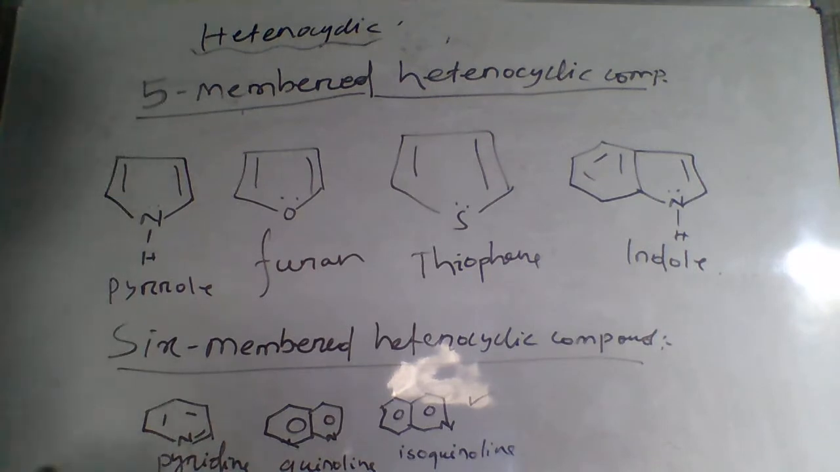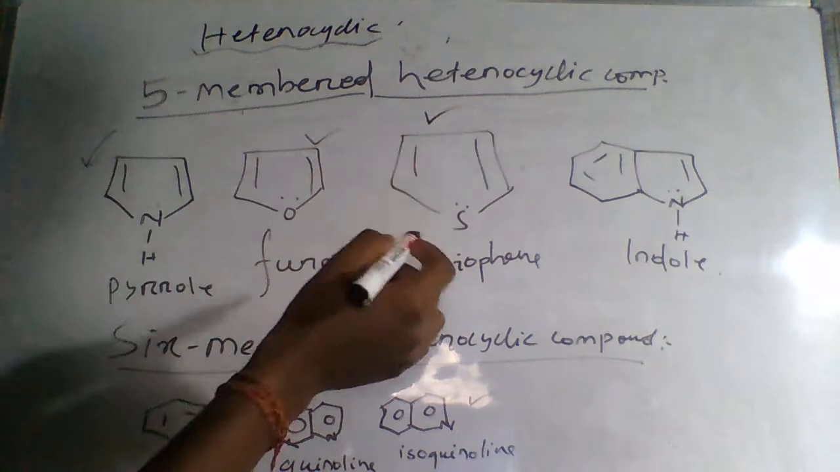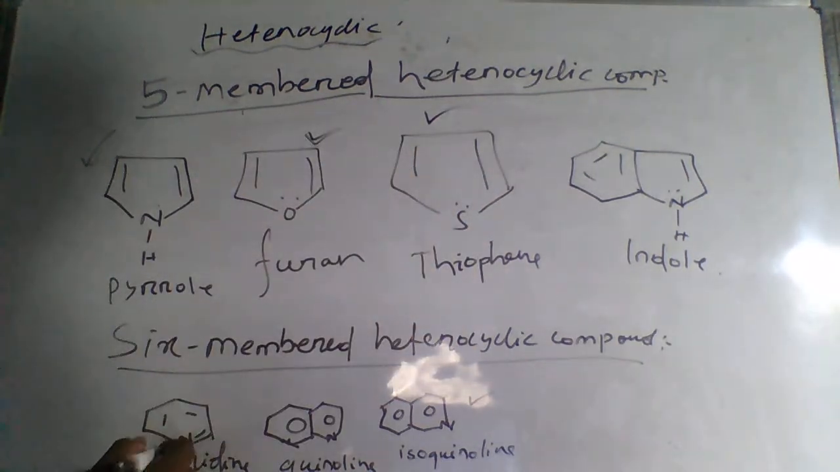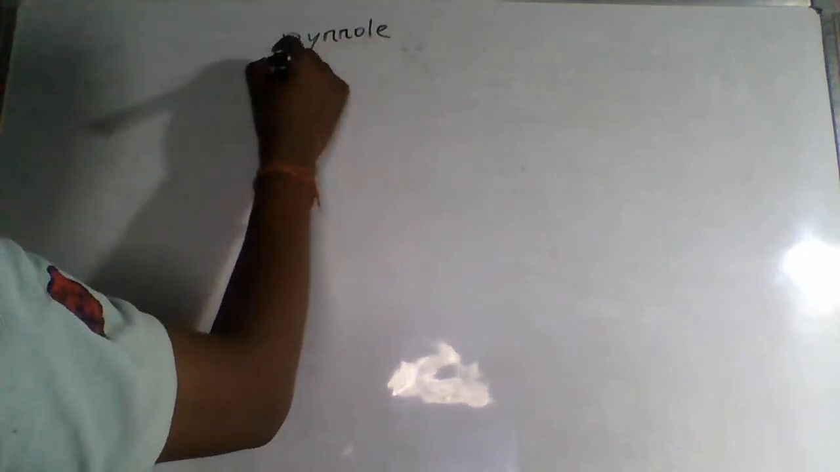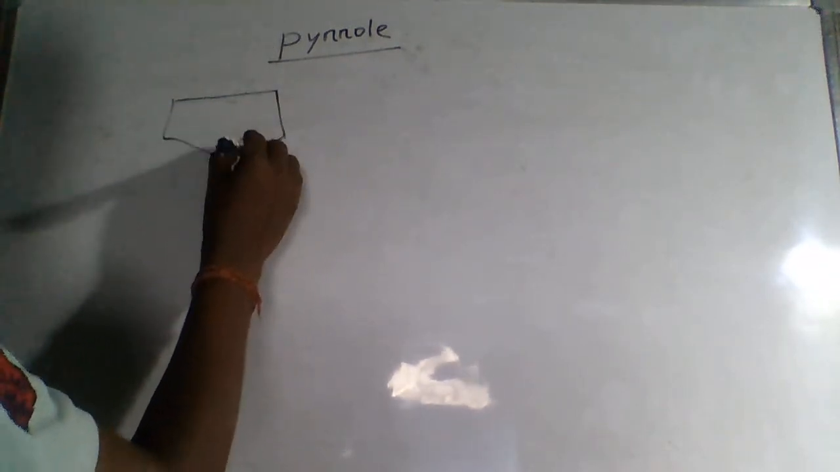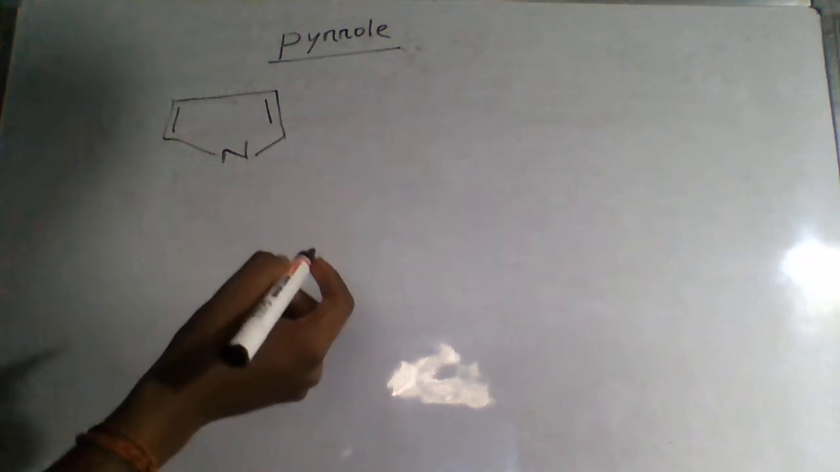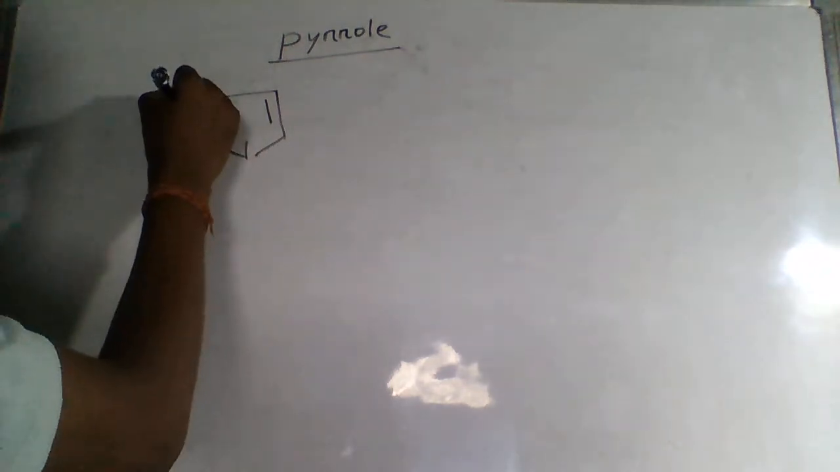Here generally we will see the preparation and chemical properties of pyrrole, thiophene, and furan. So we will see the synthesis and chemical properties of pyridine. First, I will discuss pyrrole. And here I will show the structure of pyrrole, and I will show the molecular orbital picture of the pyrrole ring.